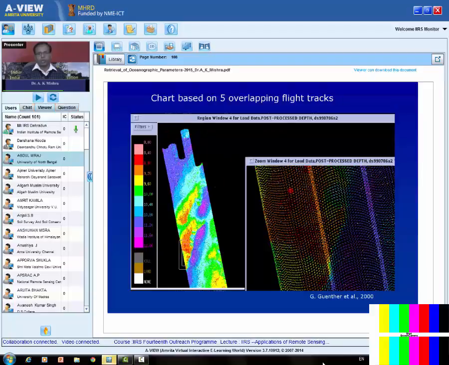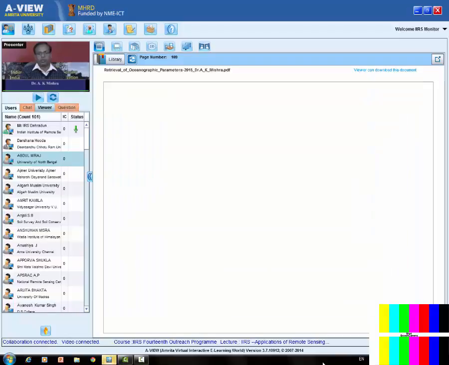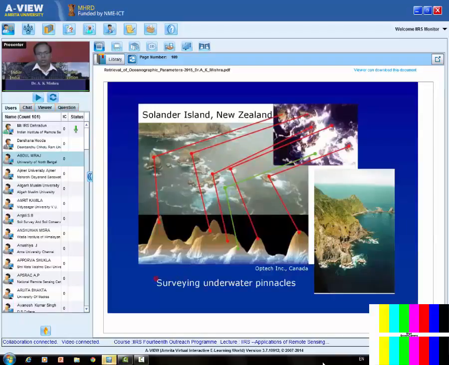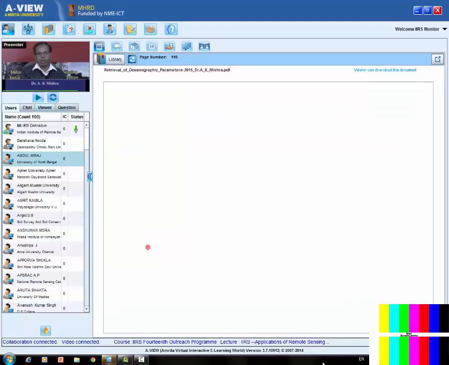So this is some survey carried out. It is in some foreign soil. So this is the surveying for underwater pinnacles. This is the area, and this is the two-dimensional image. And after laser scanning, you can get this type of information.